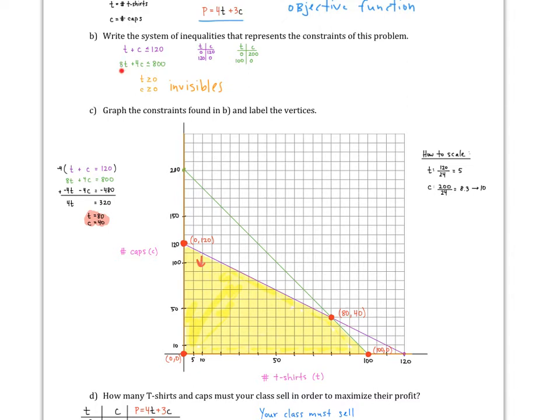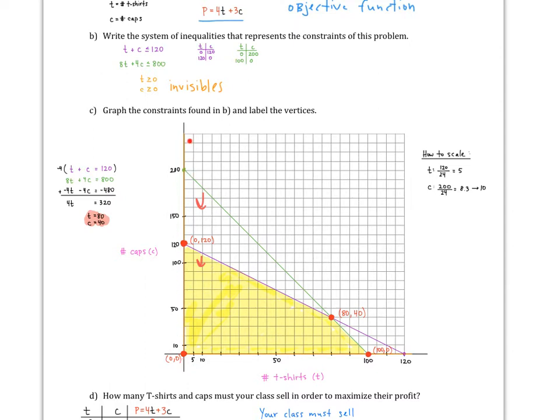To graph my green inequality, again, we're going to use that table. So (0, 200) and (100, 0). Go ahead and draw that line in. But we have to remember we have to shade for this one too. And testing the point (0, 0) would mean we're shading below that line as well. Okay. Don't forget to graph your invisibles.